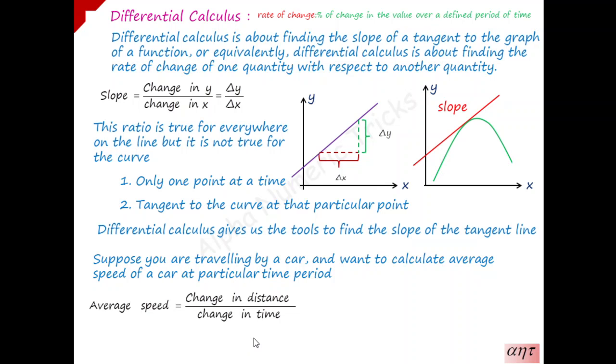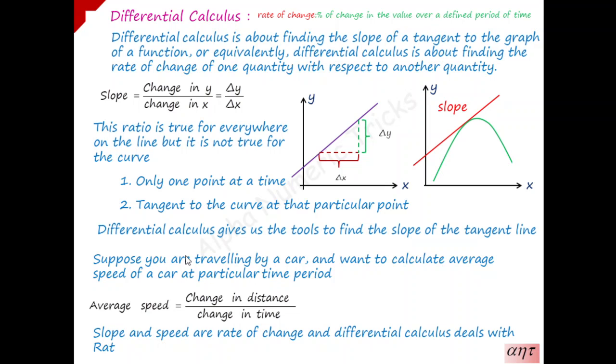Now we can say that speed is about rate of change and slope is also about rate of change. So speed and slope are rates of change, and differential calculus deals with this rate of change. So we can conclude that differential calculus is about finding the rate of change of one quantity with respect to another quantity. Now we will see some other basic definitions.